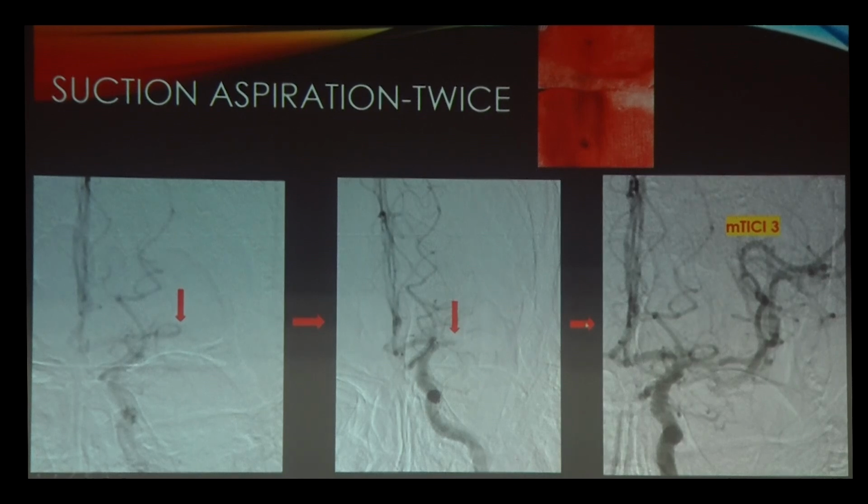So in this patient, suction aspiration was done twice by contact aspiration. This is the first shot. And in the second shot, after the first aspiration, there is only achievement of TICI 2A, just beyond the occlusion, some perfusion has been attained. And after the second suction, there is a good TICI 3 recanalization of the entire MCA territory. So you can appreciate, these are the clots that have come through the aspiration.